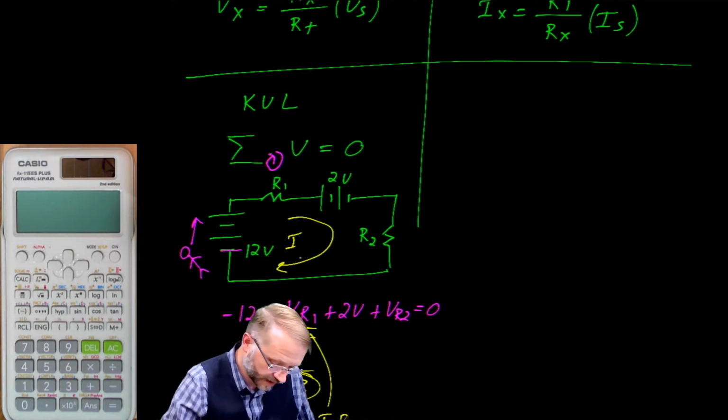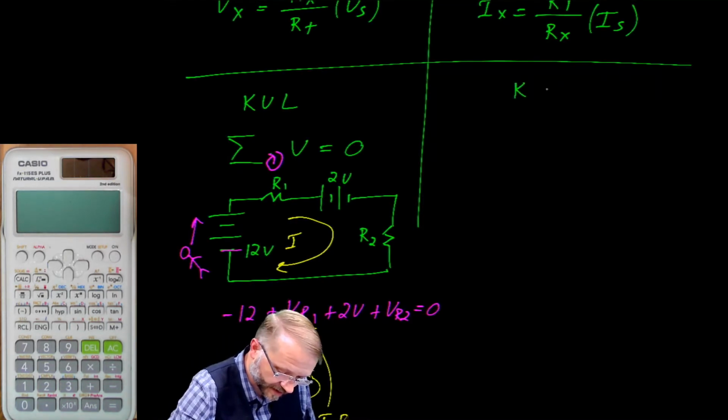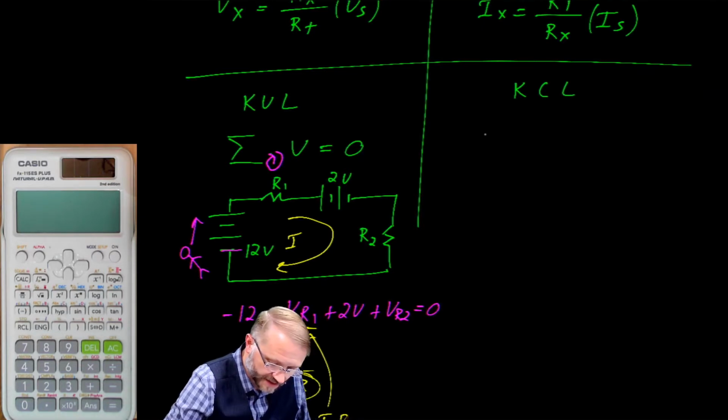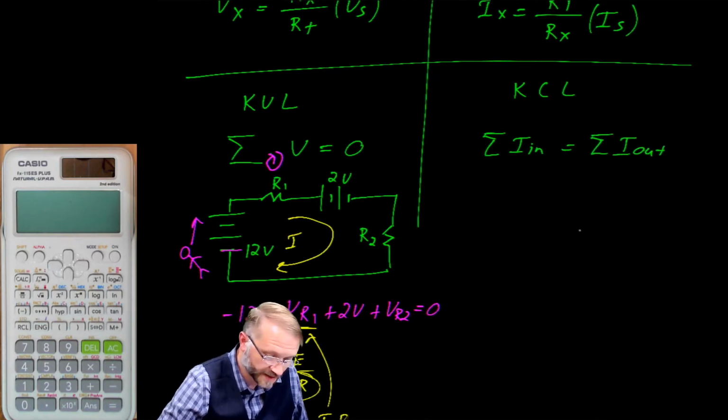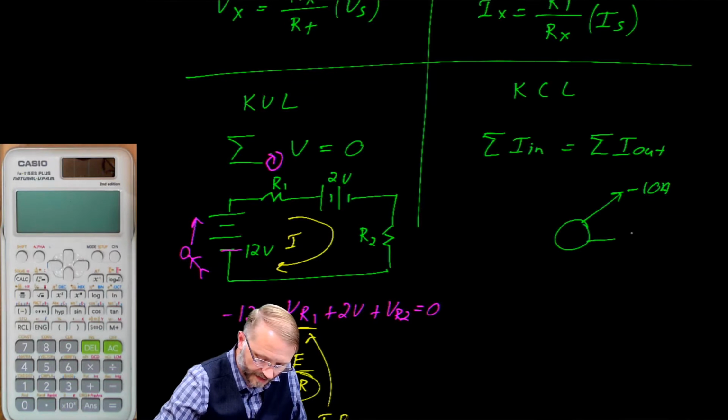Where there was Kirchhoff's voltage law, there was Kirchhoff's current law. That tells us that the summation of the currents flowing into a node is equal to the summation of currents flowing out of that node. Let's work an example. So here's a node. We'll let this be negative 10 amps. Let this be 2 amps flowing out. We'll let this one be negative 2 amps. And we'll let this be the unknown X.